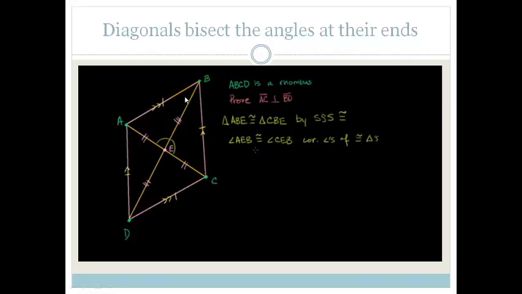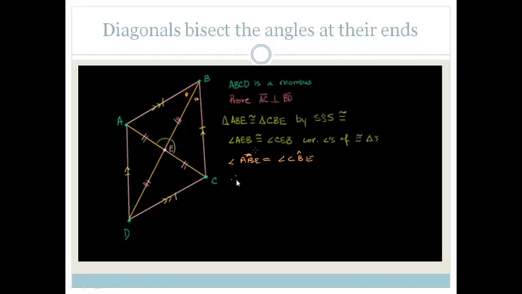But if that's the case, then this angle here, angle ABE, is equal to angle CBE. Why? Because this triangle is congruent to this triangle. If this angle matches that angle, and that angle matches that angle, it has to equal that angle. And what does that mean? That means that this diagonal is bisecting these two angles.